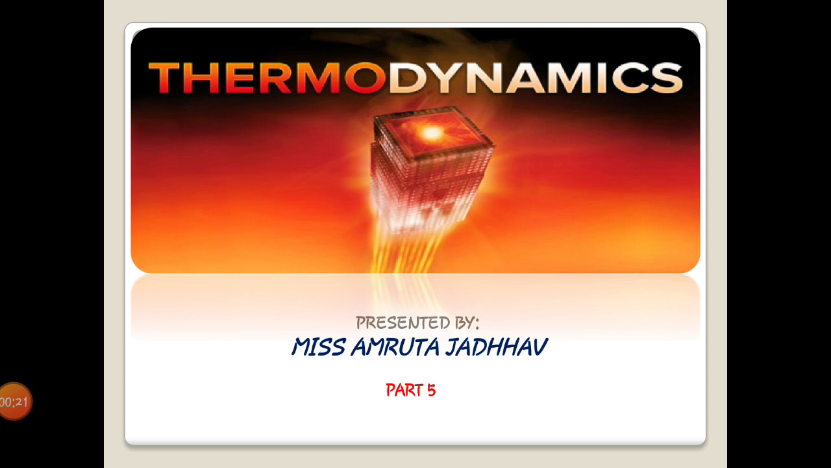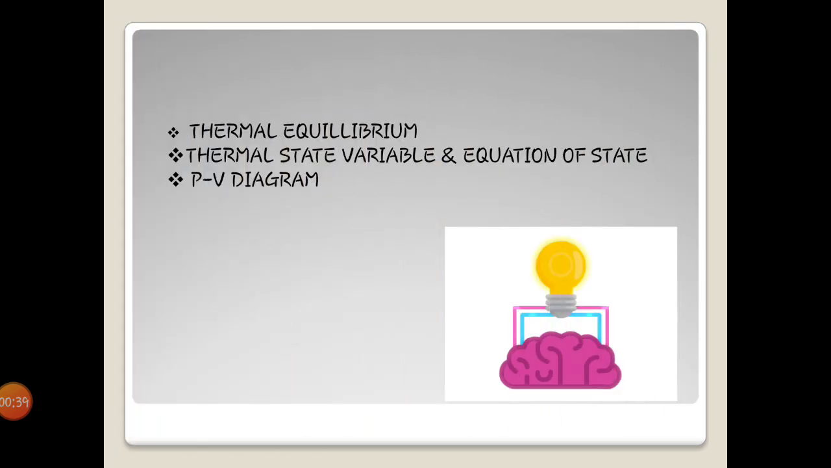Now we will move towards part 5, in which we are going to study some facts about the PV diagram and the work done. Does the work done depend on path or not, that we are going to see in this lesson. Alright, so before moving towards today's lecture, we have to revise what we have done in the previous one.